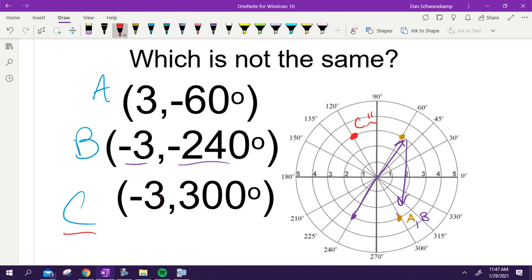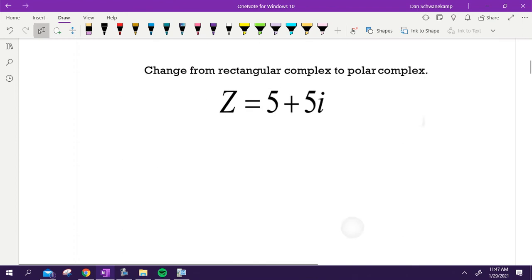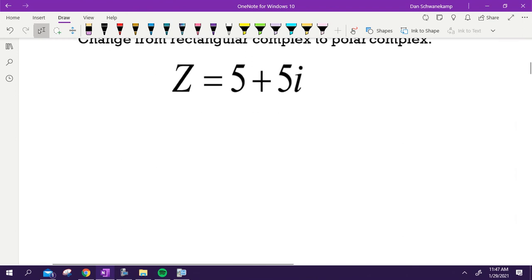We good with the first one? We just did that in Bellwork, didn't we?